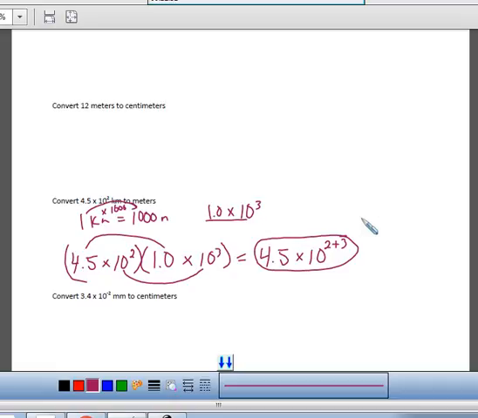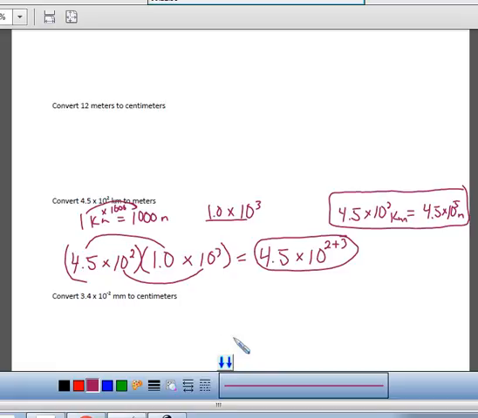Here's the final answer. 4.5 times 10 squared kilometers is equal to 4.5 times 10 to the 5th power meters. And there's your final answer. All right, one more. Convert 3.4 times 10 to the negative 2 millimeters to centimeters.